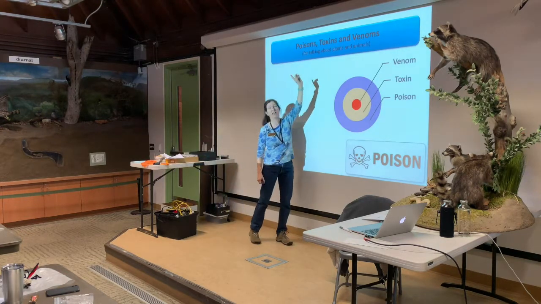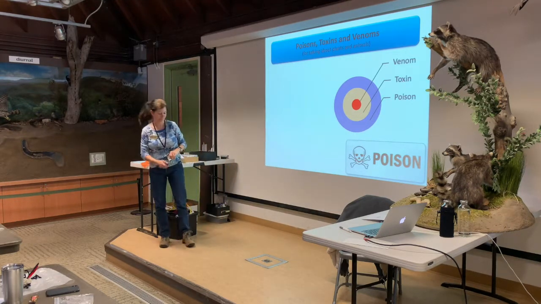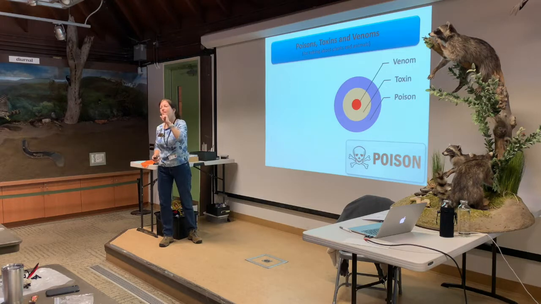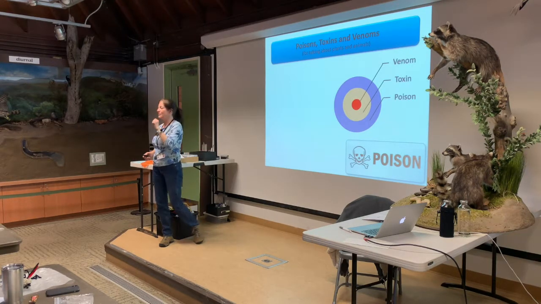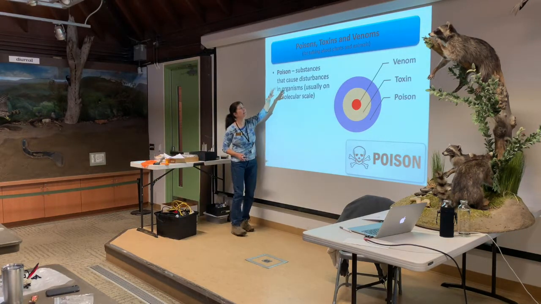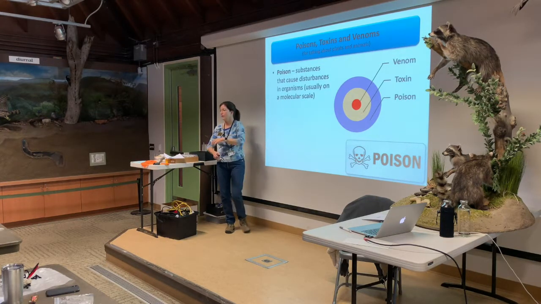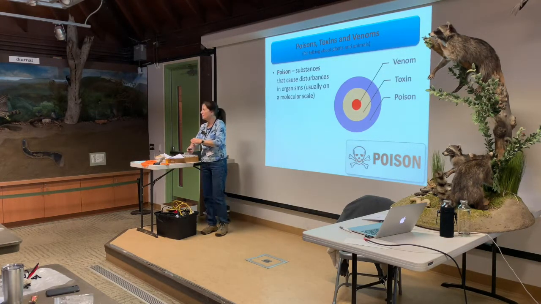Poisons, toxins, and venom, and what they mean. Very specifically, we're going to be talking about what they mean in terms of plants and animals. So a poison is any substance that causes a disturbance in an organism, usually on the molecular scale. So not like a big gashing wound type of thing. It's some sort of thing that interferes maybe with your blood clotting or your nervous system or your breathing, some different thing.